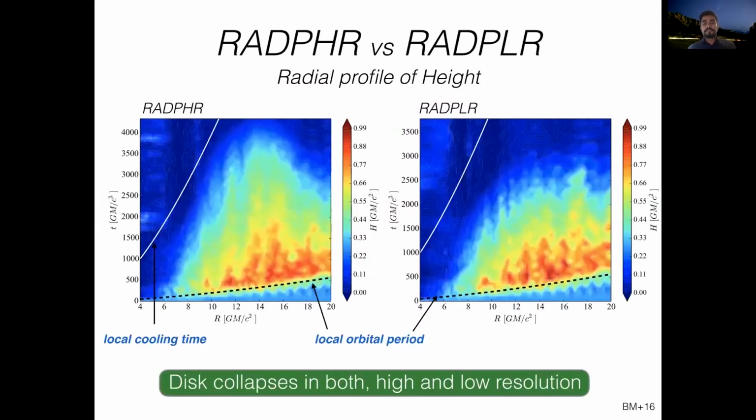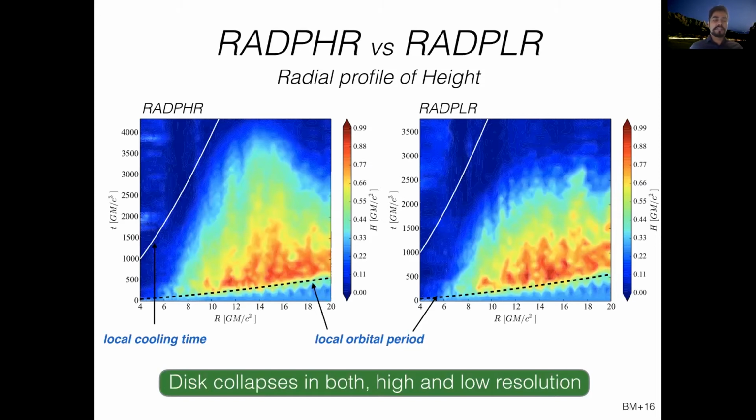Now let's see what the disk height looks like. These are again plots where the vertical axis shows the time and the horizontal axis shows the cylindrical radii. This dashed black curve is the local orbital period at the time when the MRI starts to develop, approximately this time. It starts to heat up the disk, and on this color bar, the red region shows the higher values. The red region tells us that the disk height is increasing, but soon the disk height starts to decrease and it collapses to a very thin disk.